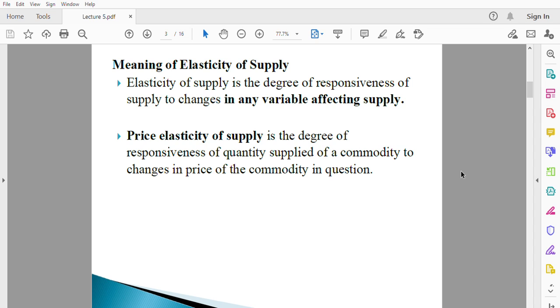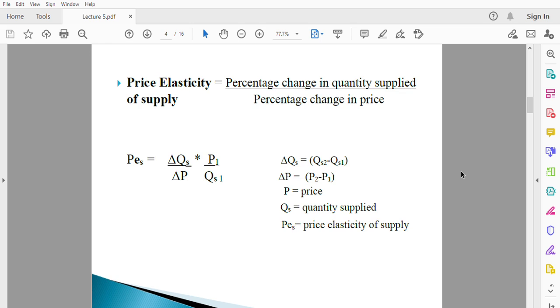So let's look at one type of elasticity of supply, which is called the price elasticity of supply. This obviously will be the degree of responsiveness of quantity supplied of a commodity to changes in the price of the commodity in question. Right. So how do we compute price elasticity of supply? As we learned in demand, it follows the same. So there's percentage change in the quantity of supply divided by the percentage change in price.